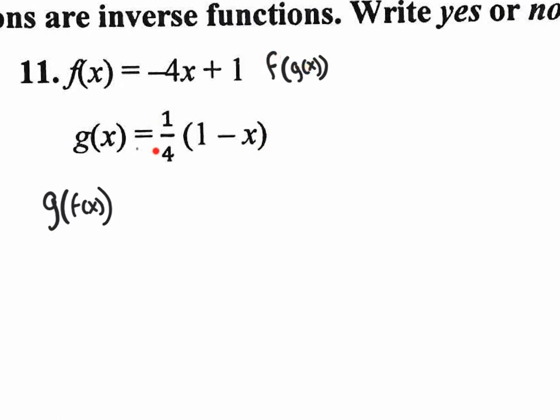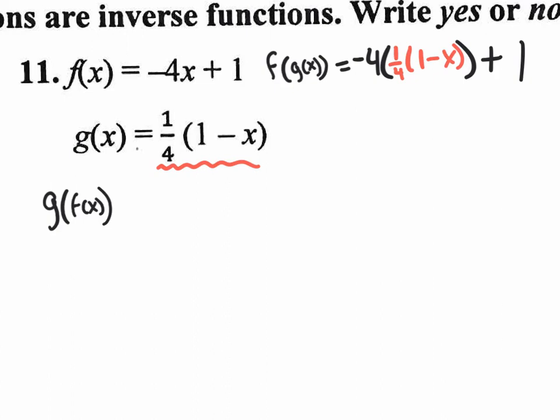Here's my g of x function. It looks pretty ugly. Let's plug it right into the f of x function. So my f of x function reads negative 4x plus 1. Notice I put big parentheses. Why did I put big parentheses? Because I need to plug this in. So I'm going to plug that right in there. The g of x is really 1/4 parenthesis x minus 1. So I have 1/4 parenthesis, I said x minus 1, so 1 minus x, close parenthesis.